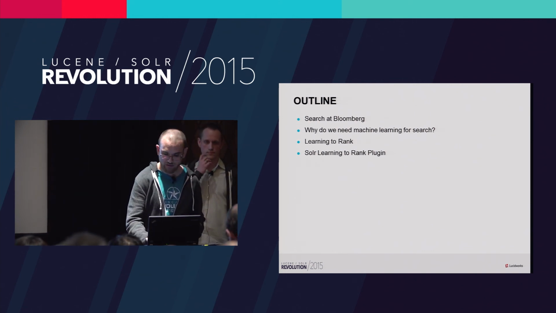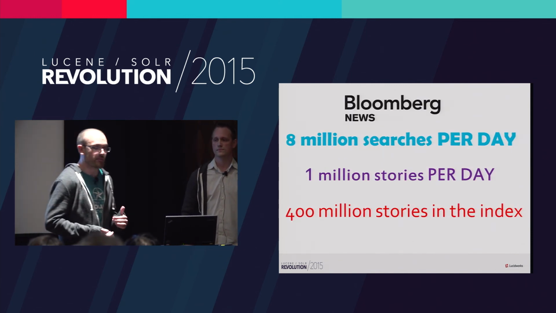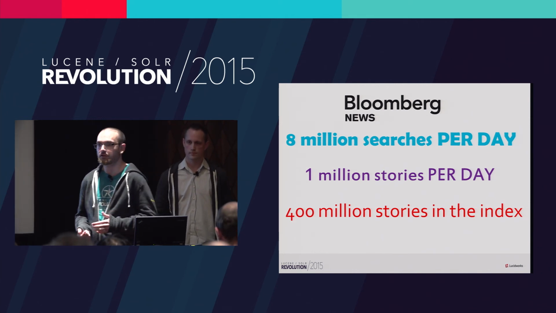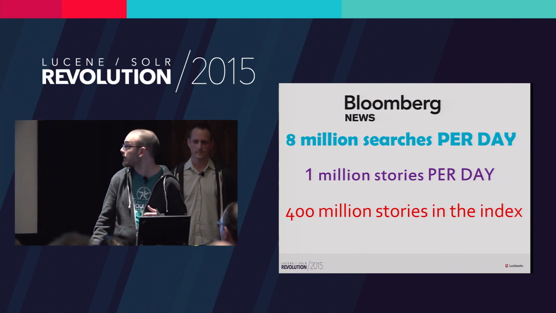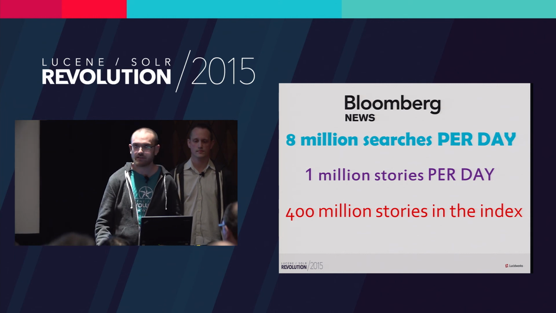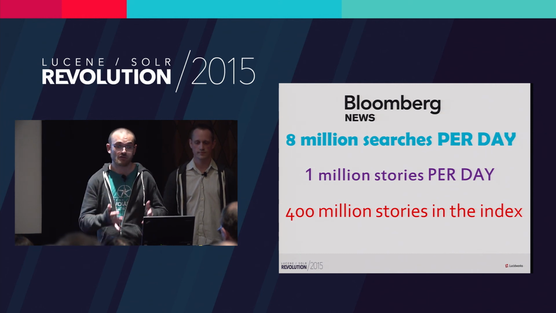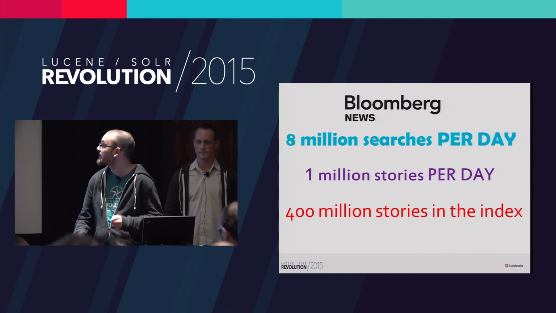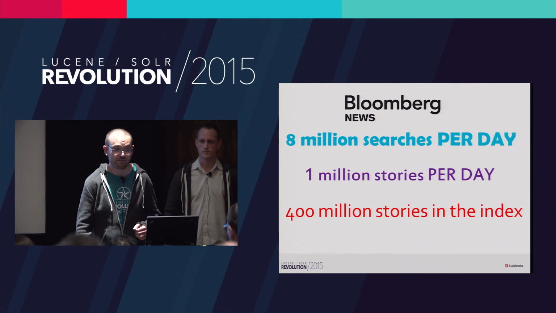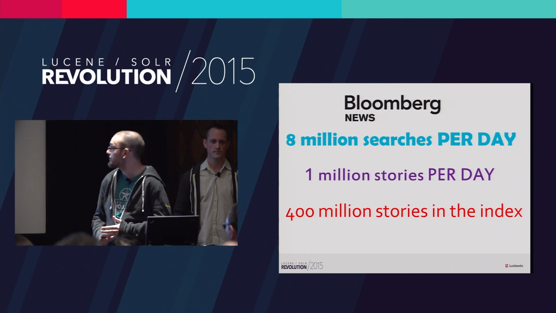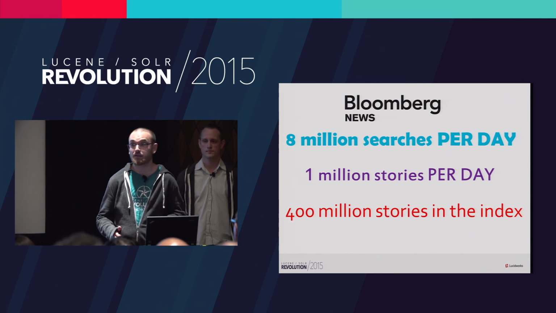I work in the news search team in London. Among all the different types of data that we provide, we have also a large aggregator of financial news. My team in London is led by Ramkumar Iyengar and provides the search over this news. I put some numbers in this slide just to let you understand the size of our problem. Of course, we provide search through Solr. Every day we have 8 million searches, and we update the index with 1 million news stories every day. Currently our index contains 400 million stories.